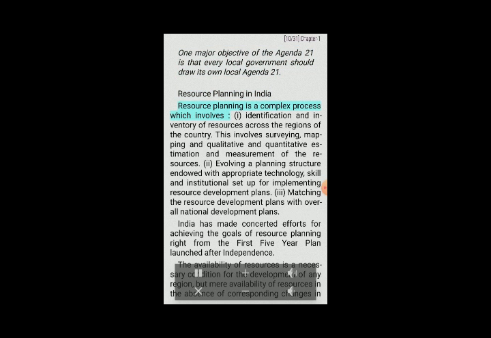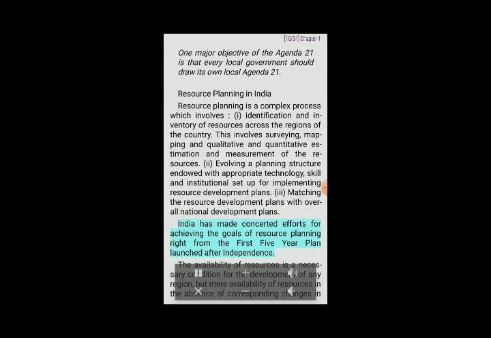Resource planning in India. Resource planning is a complex process which involves identification and inventory of resources across the regions of the country. This involves surveying, mapping, and qualitative and quantitative estimation and measurement of the resources. Evolving a planning structure endowed with appropriate technology, skill and institutional setup for implementing resource development plans. Matching the resource development plans with overall national development plans.